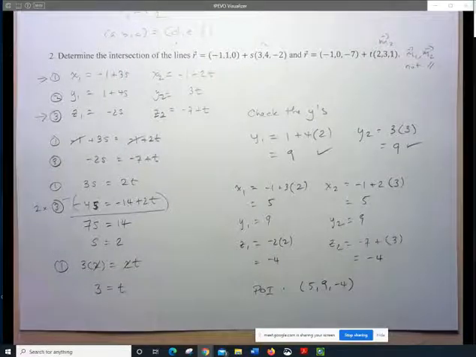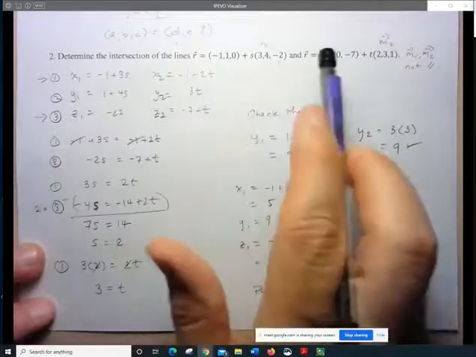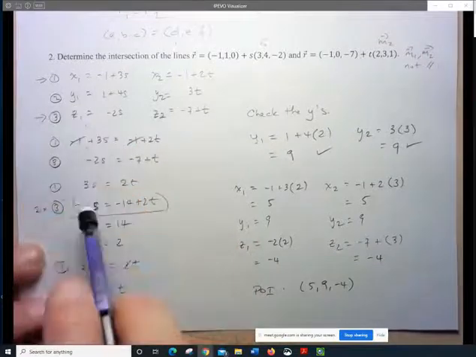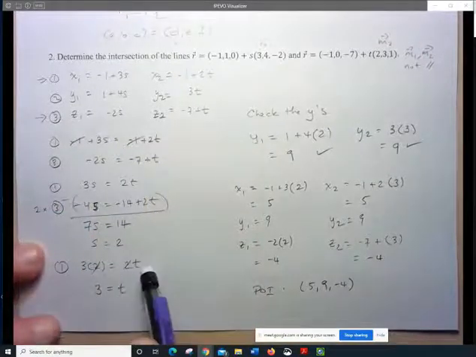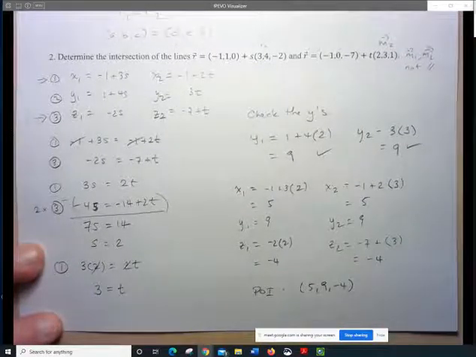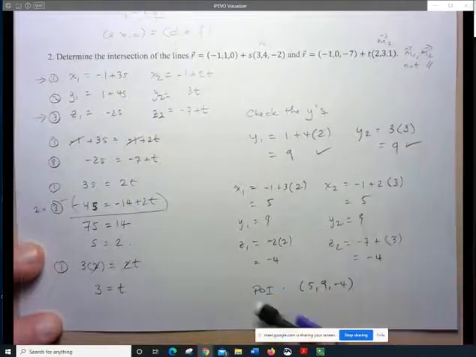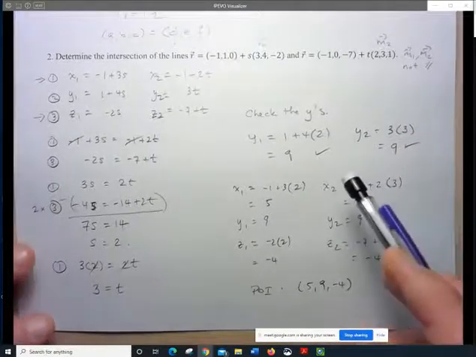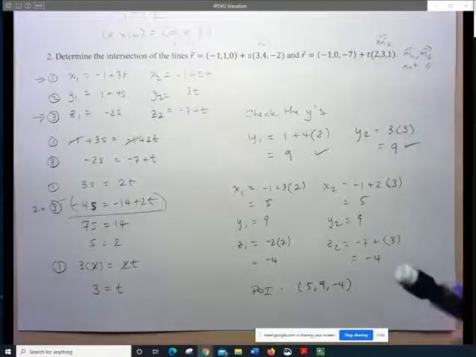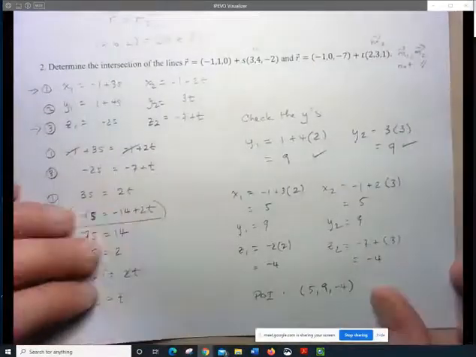Okay, so just to review the steps quickly. Work with your lines in parametric form. Equate any two of the components. Solve for s and t, and then check for the third. If the third is equal, then you have a point of intersection. Go ahead and find it. If the third is not equal, then what's the conclusion? The conclusion is that there is no point of intersection. All right? So, any questions on this before we move on?